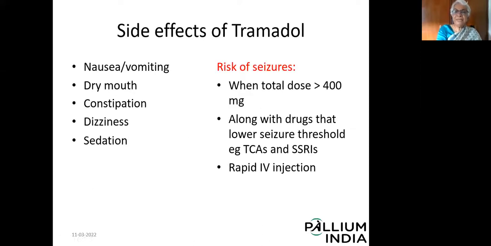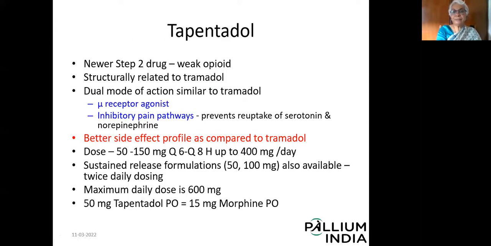It has some side effects like nausea, vomiting, dry mouth, constipation, dizziness, sedation. And there is also a risk of seizures when the total dose of tramadol exceeds 400 mg, when it is given along with drugs that lower the seizure threshold like tricyclic antidepressants and SSRIs, and also when you give it rapidly as an intravenous injection.